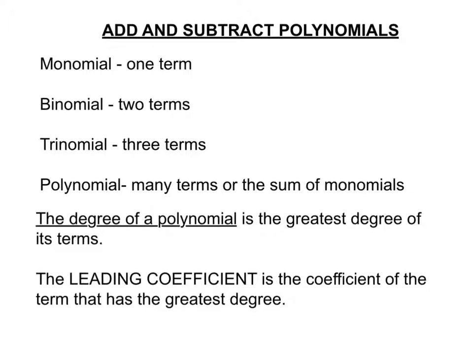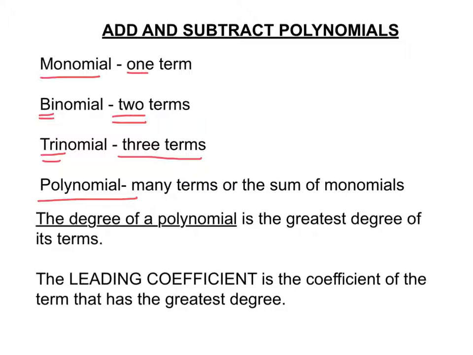Today we are going to look at adding and subtracting polynomials. Before we can do this, let's look at some vocabulary that we are going to need to know. A monomial means it has one term, mono meaning one. A binomial, bi meaning two terms. Trinomial means three terms. A polynomial is just many terms or the sum of monomials.